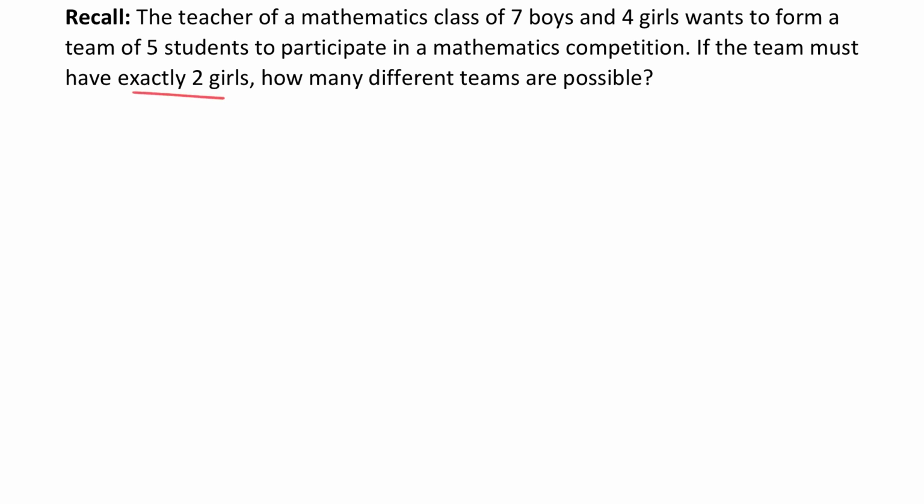Well, if we're going to have exactly 2 girls, then that means we also have to have exactly 3 boys, because 2 plus 3 makes 5 for the total grouping of students for the competition. And then we can use our choose formula or combination formula to figure this out, because if we want exactly 2 girls and there's 4 girls present, we have 4C2 options for the girls. And then if we are looking at the boys, we have 7C3 options for the boys.